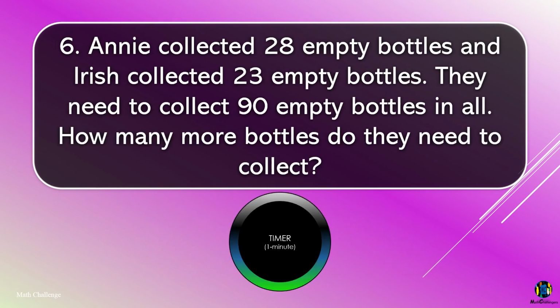6. Annie collected 28 empty bottles and Irish collected 23 empty bottles. They need to collect 90 empty bottles in all. How many more bottles do they need to collect?